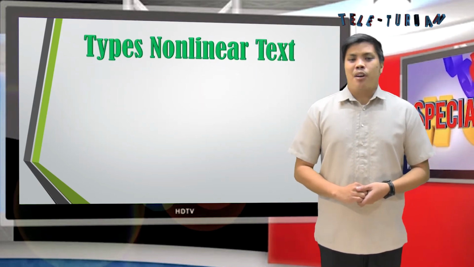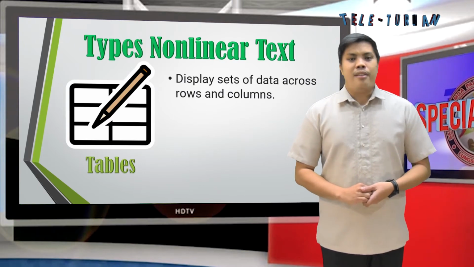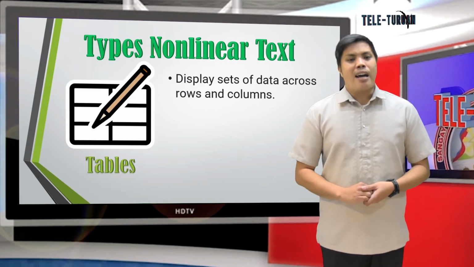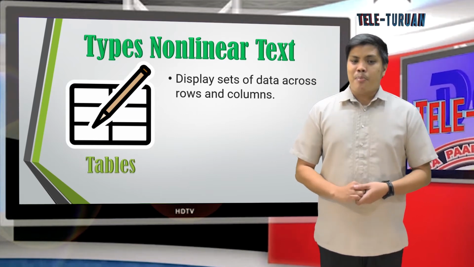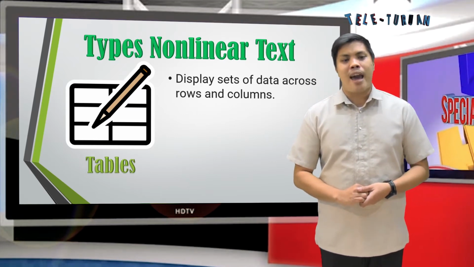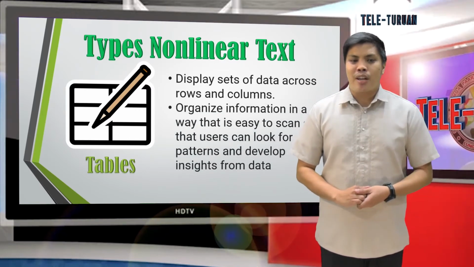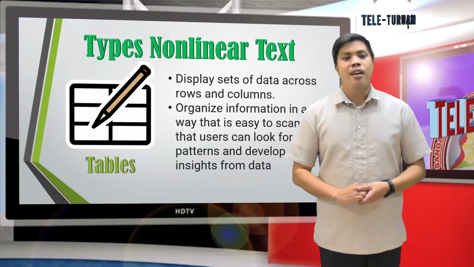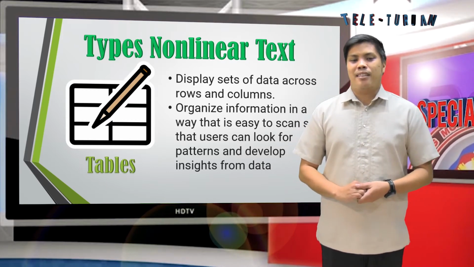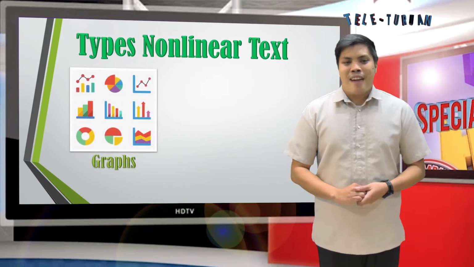Here are the types of nonlinear text. We have tables. In tables, the data is presented in tabular form. The information is being displayed across rows and columns. In using tables, the information is more organized and it is easier for the reader to scan and analyze the data being presented. Next is the graph.